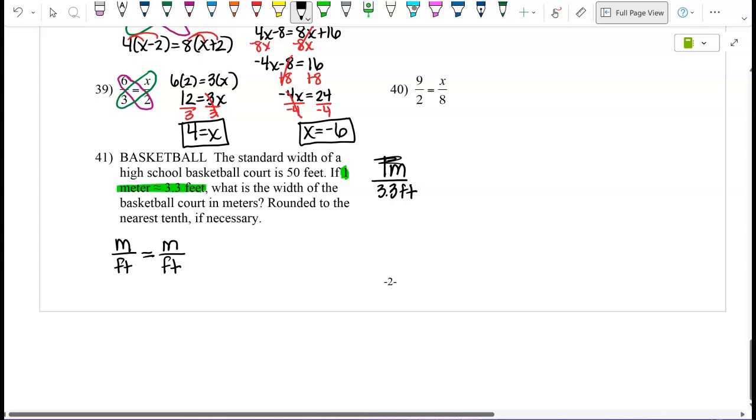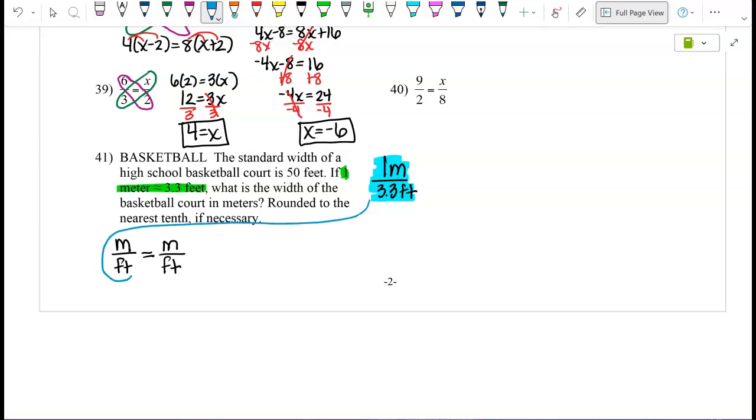So now I have one of my ratios here. This scale or this ratio, we're going to use that for one of those meters over feet. So 1 over 3.3 equals, now the only other measurement they gave me in the problem is the width is 50 feet. So is that 50 going to go in the numerator on the other side or in the denominator if we're talking about 50 feet? Why the denominator, Tristan?